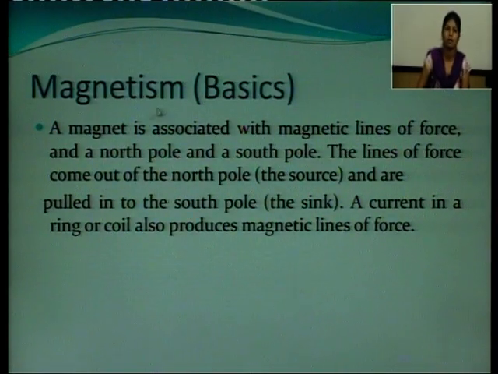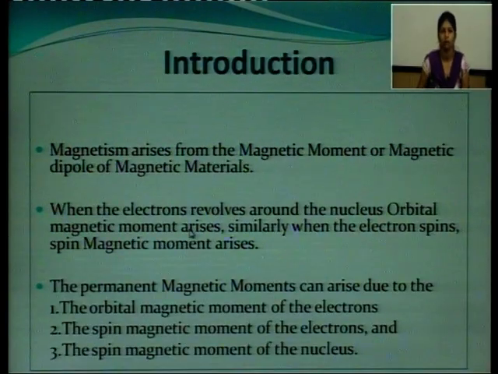So let us revise the previous slides. Magnetism basics. A magnet is associated with magnetic lines of force with a north pole and a south pole. The lines of force come out from the north pole and enter at the south pole. A current in a ring or coil also produces magnetic lines of force. Basically the magnetism arises from the magnetic moment, or you can say magnetic dipole, of magnetic materials.